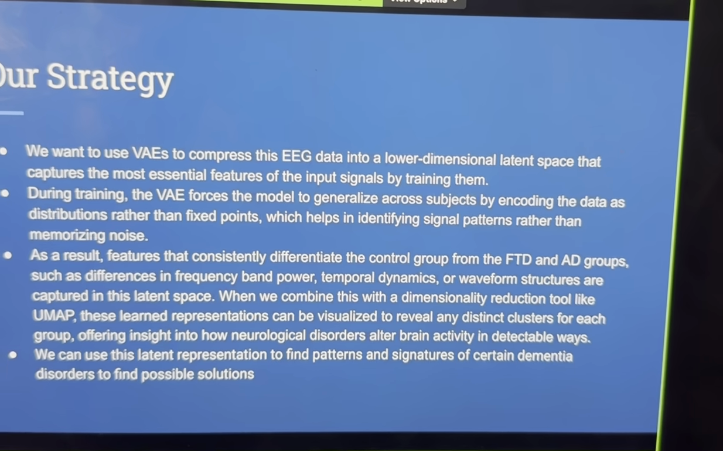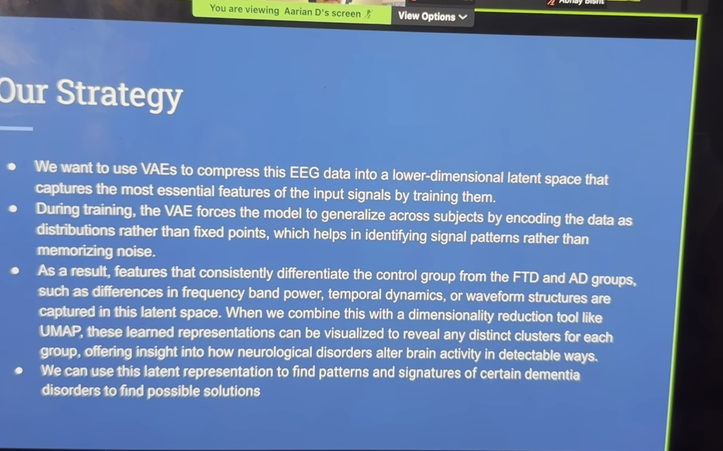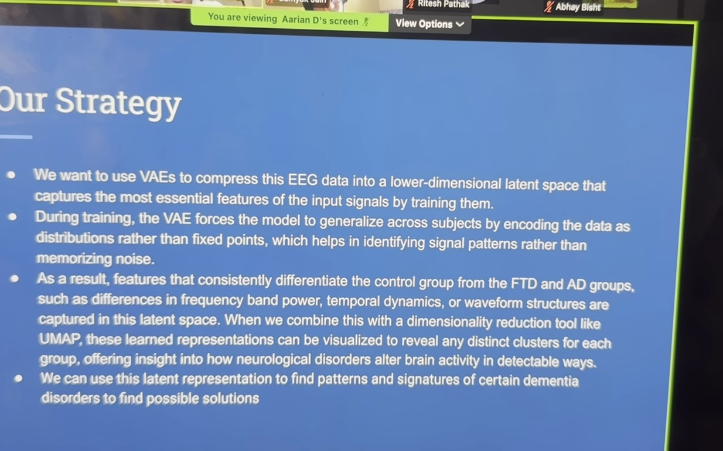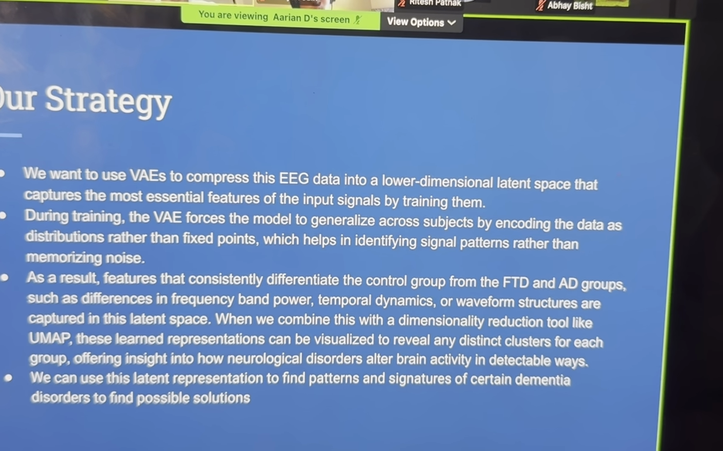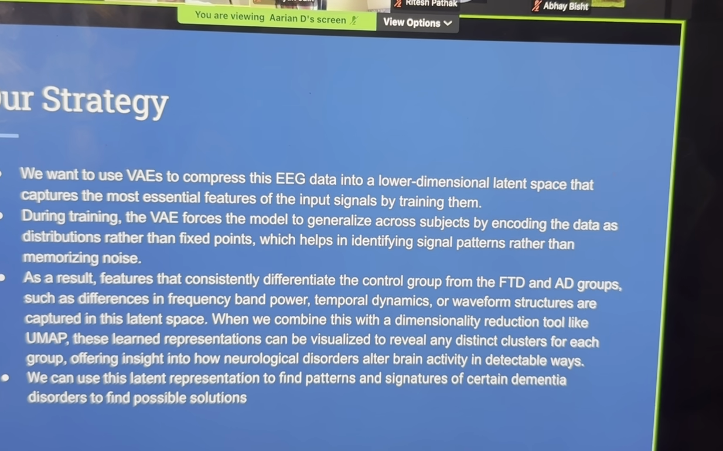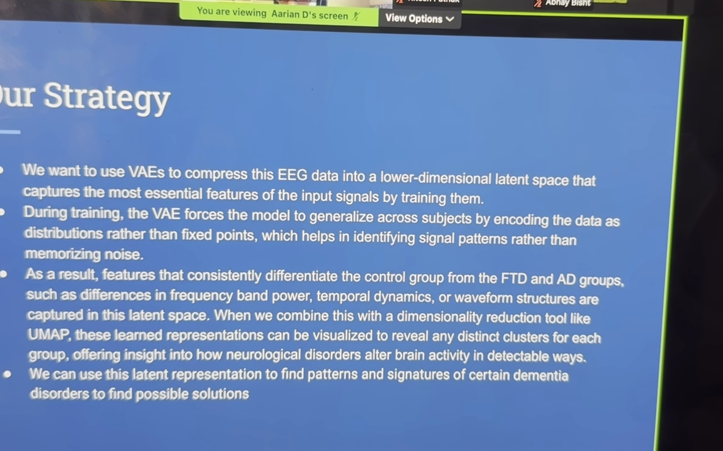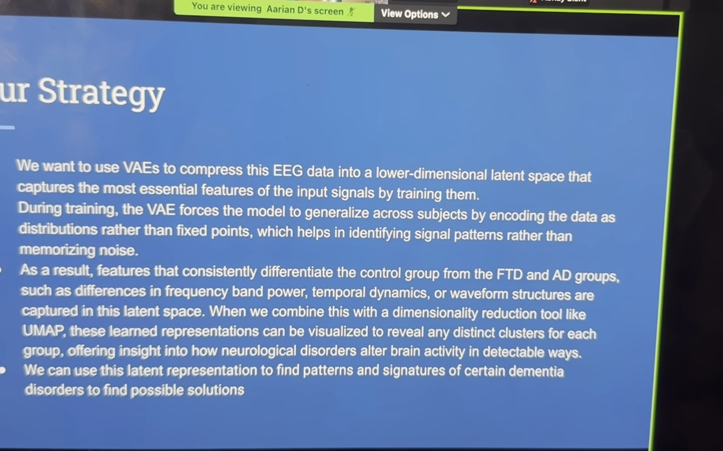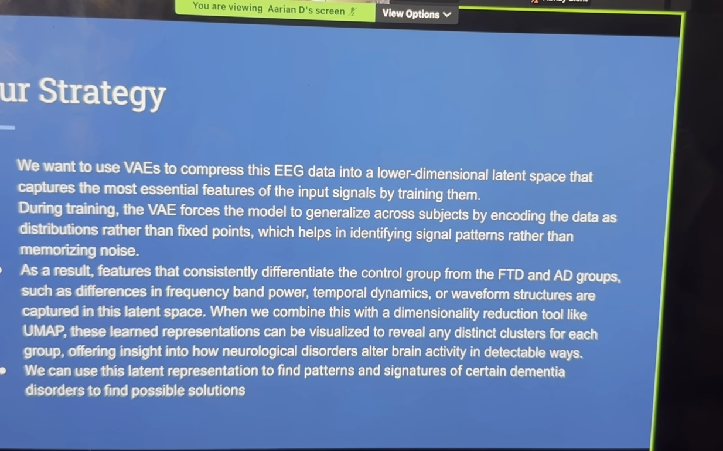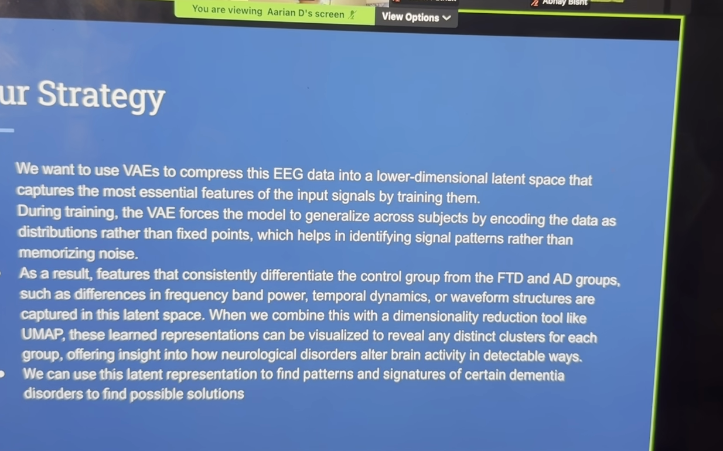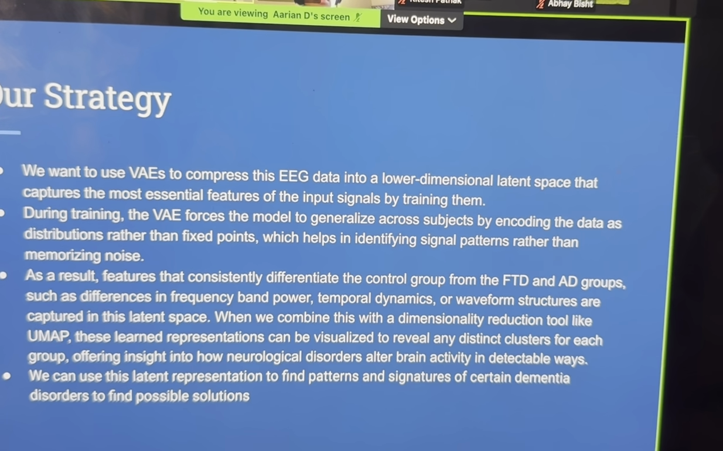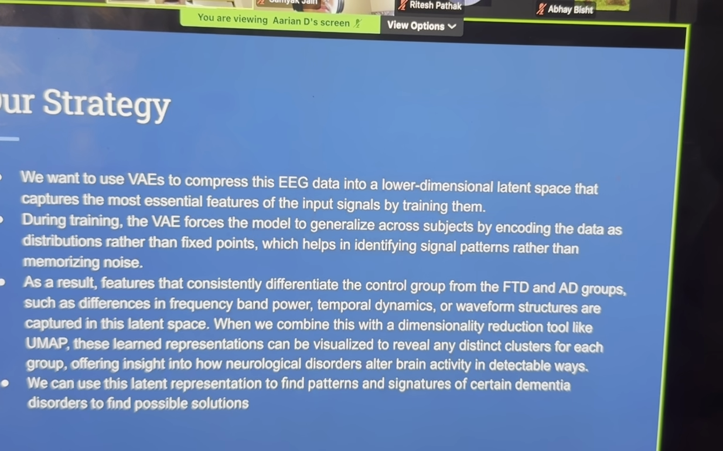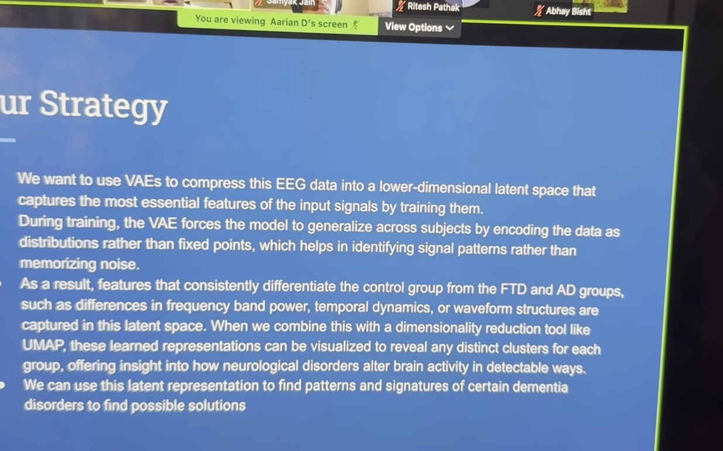So our strategy is that we want to use the VAEs to compress the EEG data into a lower dimensional space that we can use to actually find out what patterns are going on in the data. During training, the VAE forces the model to generalize across the subjects. It encodes the data as distributions, not fixed points, so it can help us signal patterns. And as a result, the features that differentiate the control group from the frontotemporal group and the Alzheimer group can be shown in the latent space.